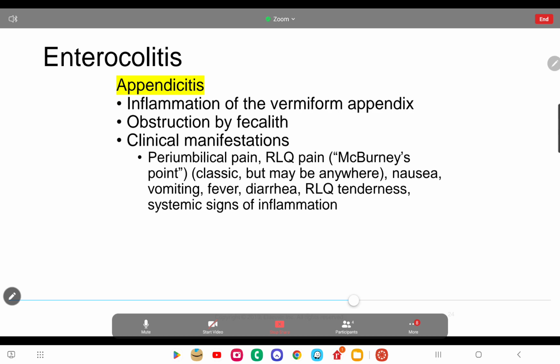Appendicitis. What is appendicitis? Inflammation of the appendix. The most common cause is a fecal obstruction right there, and then you have to do a surgery.